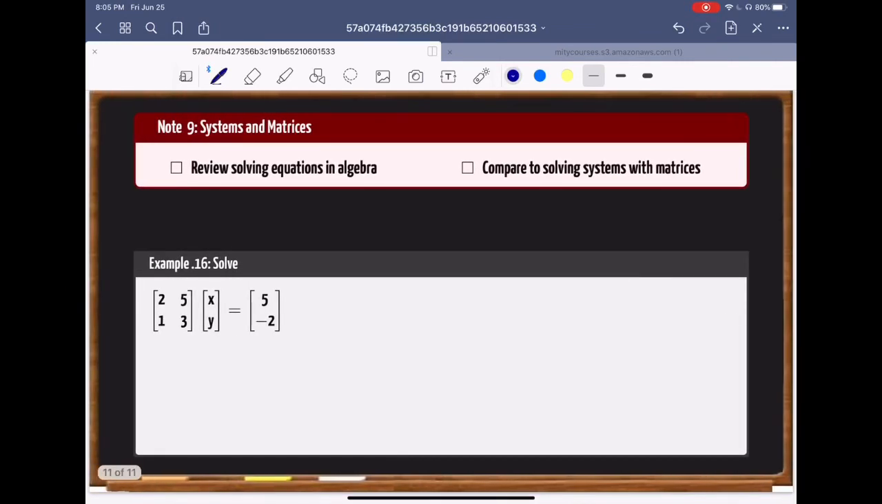Okay. All right. I think that'll do it for now. It gives you a tiny little taste into matrices, their properties, the fact that they're not commutative, and how they can be used to solve equations.